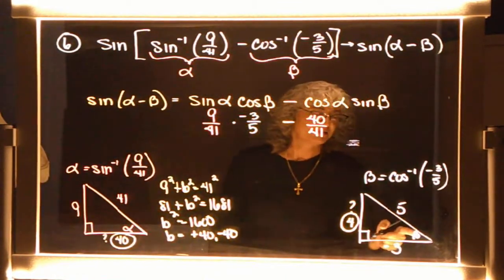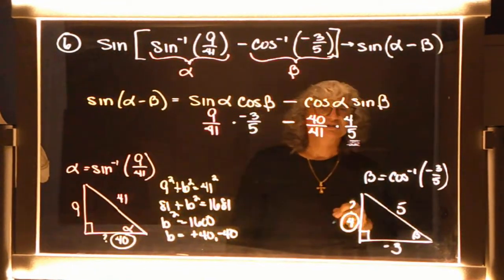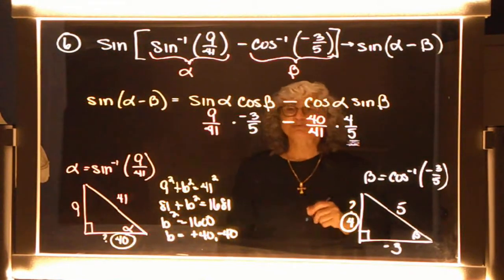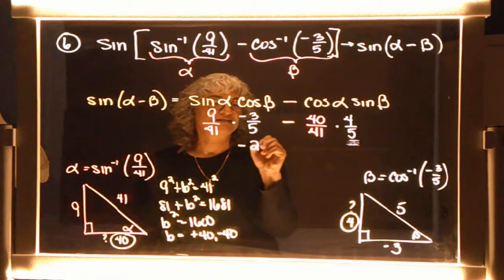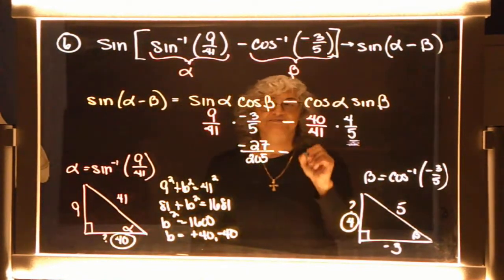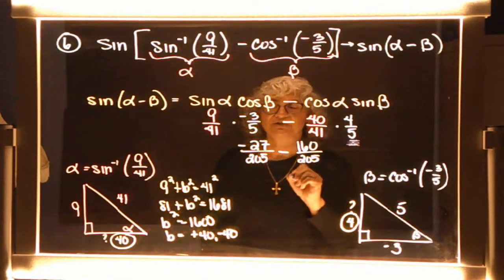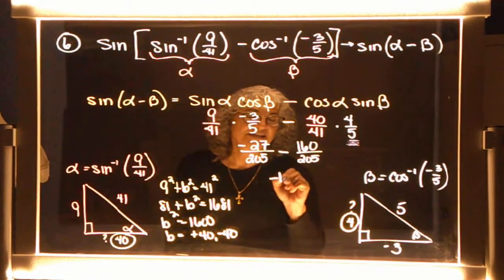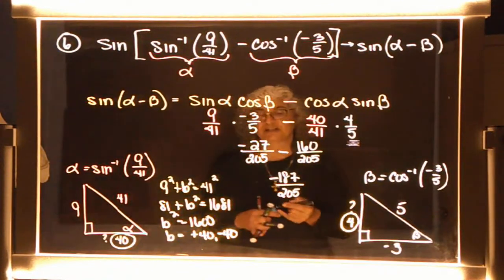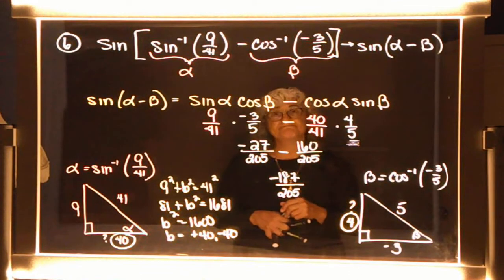The sine of beta, 4 over 5. Good? Okay, so let's get to multiplying. Looks like I have a negative 27 over 205 minus 160 over 205, which gives me a negative 187 over 205. And can that be reduced? No.